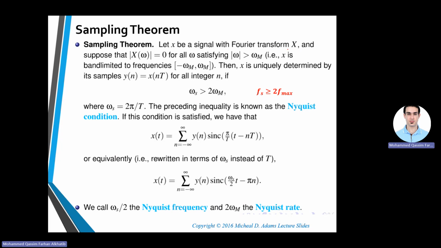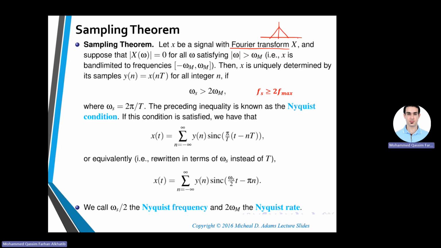Suppose you've done Fourier transform in Math 2, transform or just series? Okay, perfect. So this should make things easier. So you have a signal with a certain Fourier transform, and suppose that the amplitude of the Fourier transform is 0 for all omega larger than omega m. Basically, it's saying that your signal is band limited.